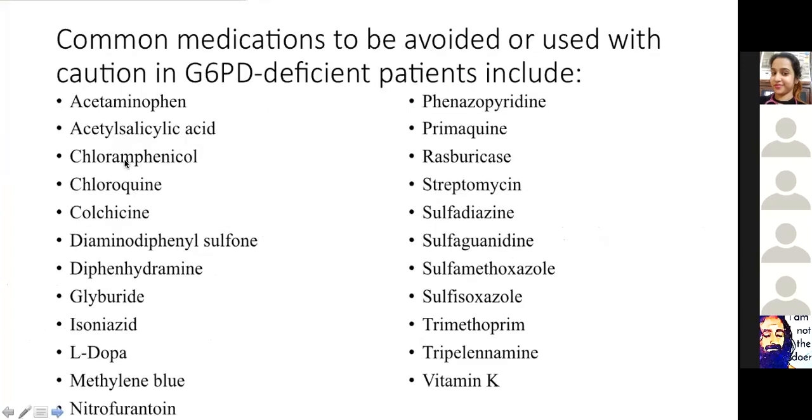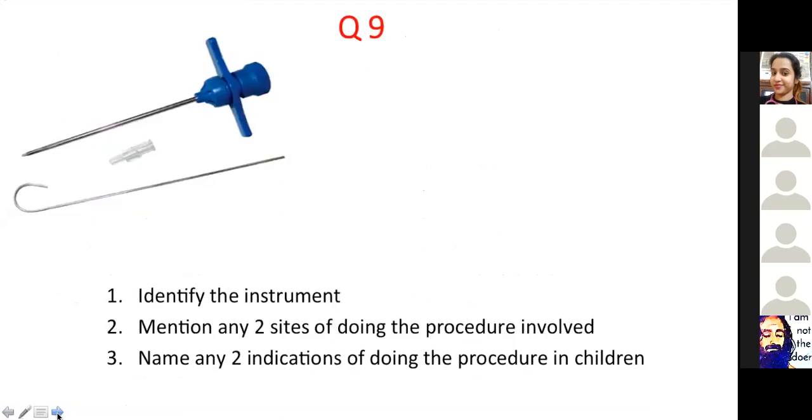So this is G6PD, and you know about the drugs. Mentioning a few would be enough. You don't have to give the whole list or remember the whole list. The common ones like primaquine, trimethoprim, sulfamethoxazole. You don't want to miss those common ones that lead to hemolysis, methylene blue, and you just need to be careful about these drugs.